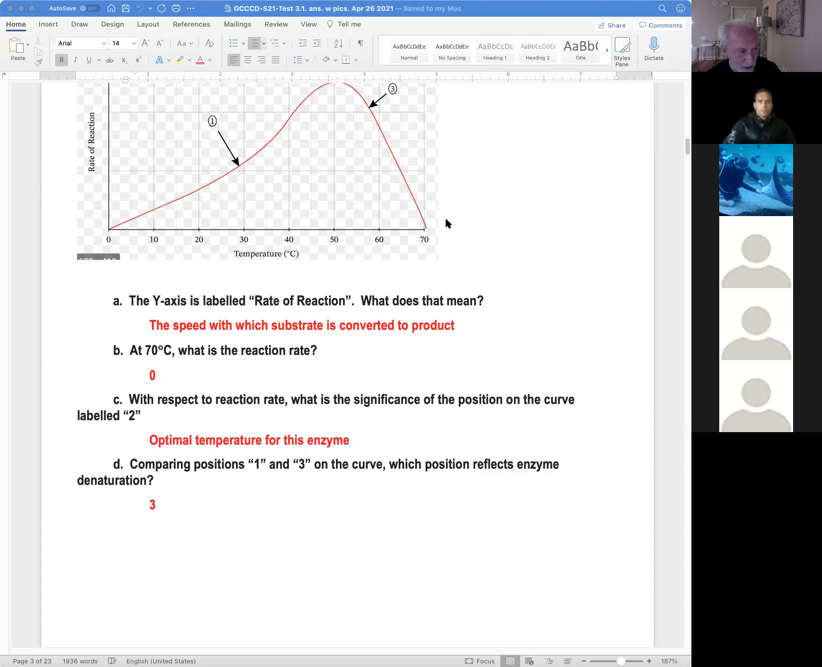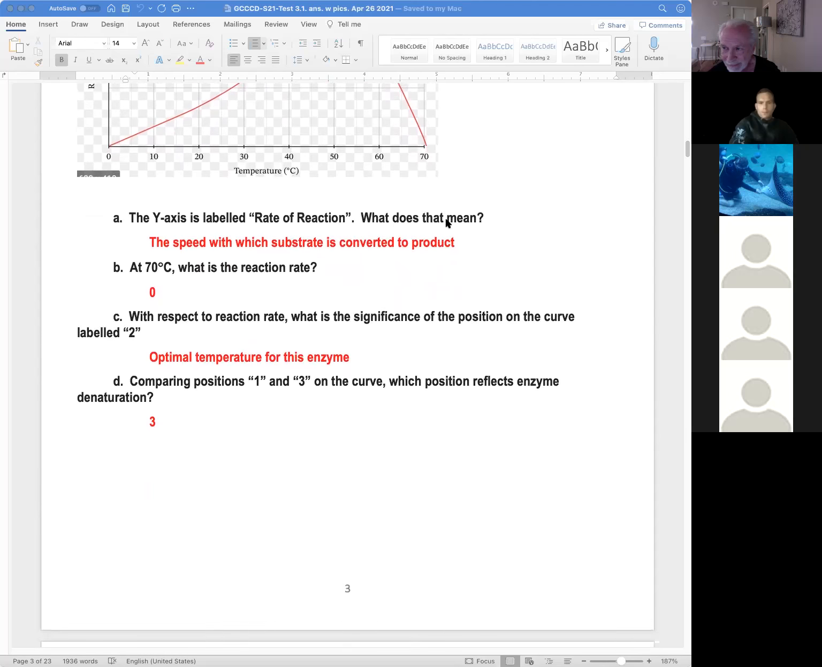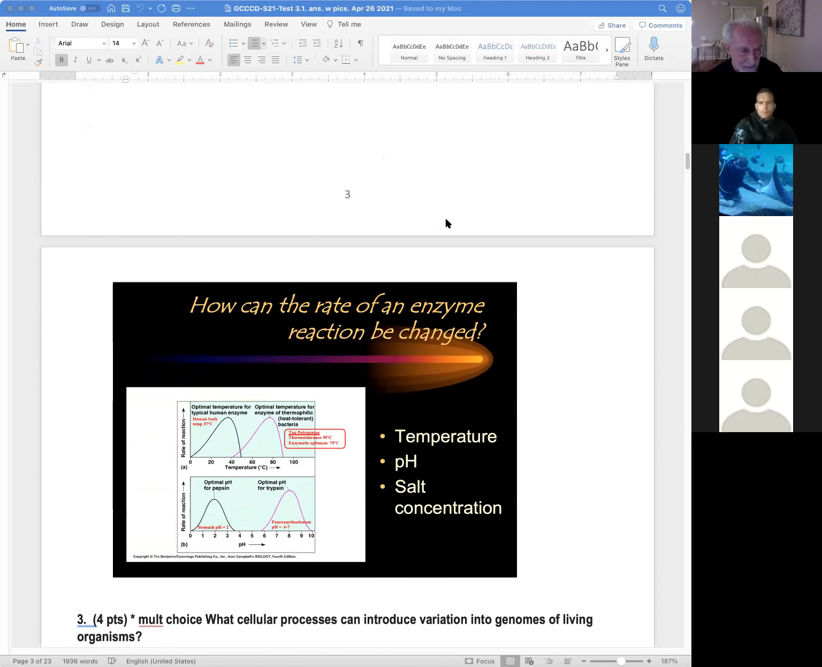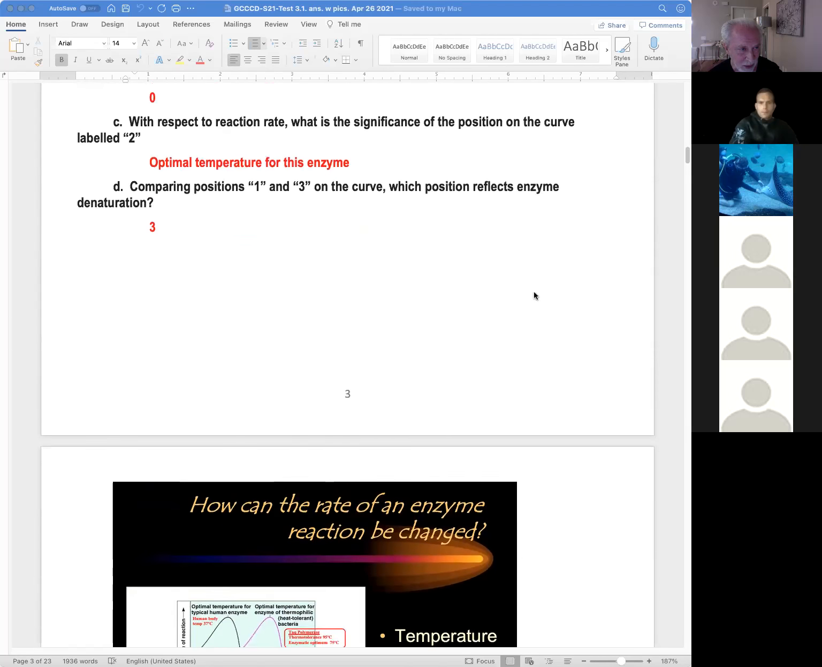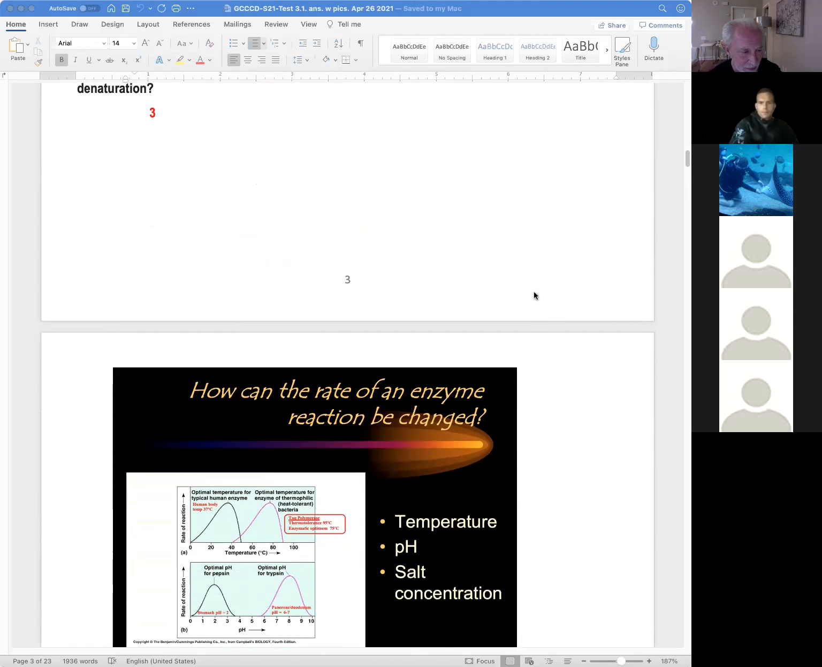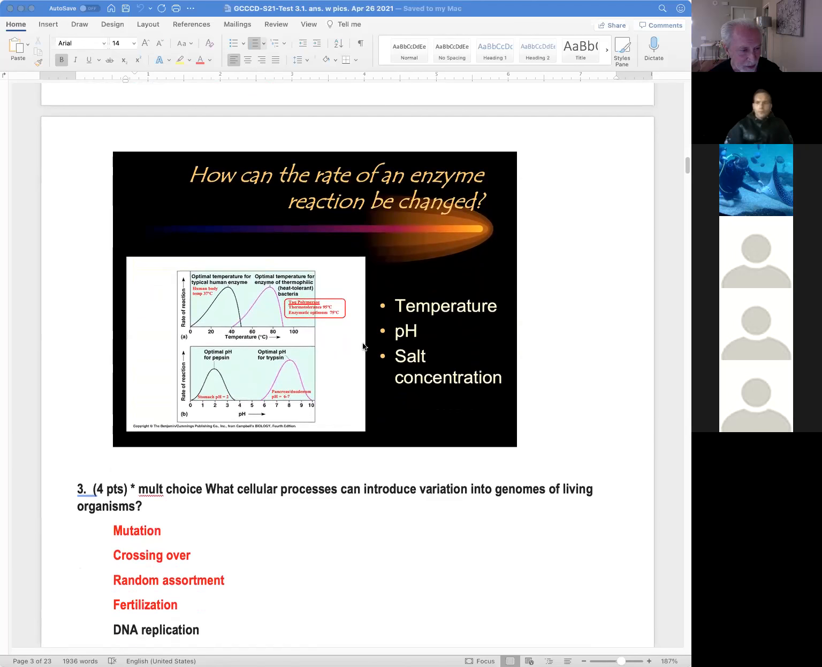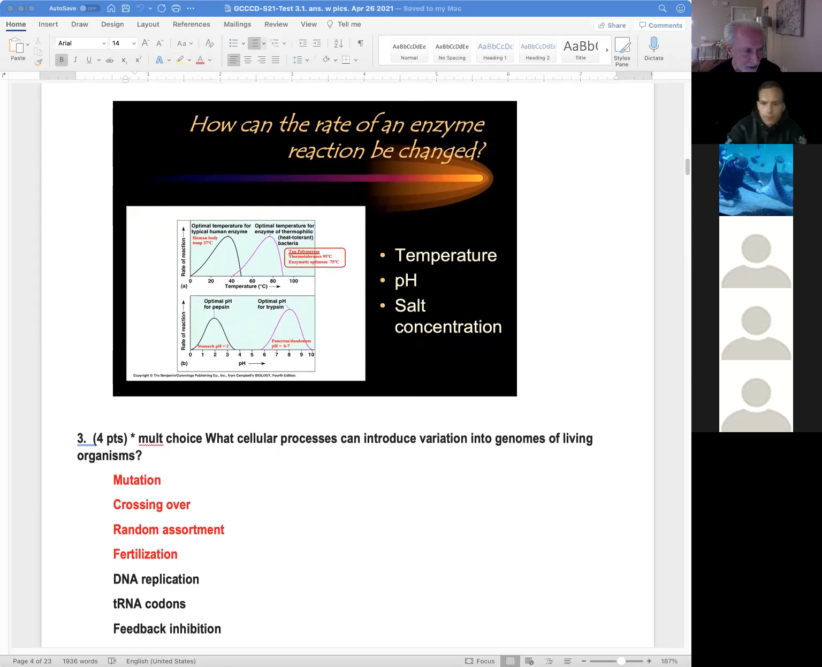Okay, everybody good with that? Any questions about it? We've done quite a lot of graph reading in the course. And just one example of a graph is this one. How can the rate of an enzyme reaction be changed? By changing either the temperature, the pH, or the salt concentration.